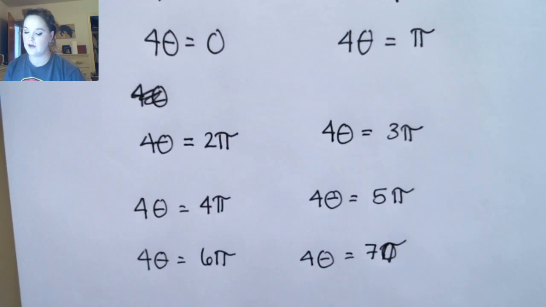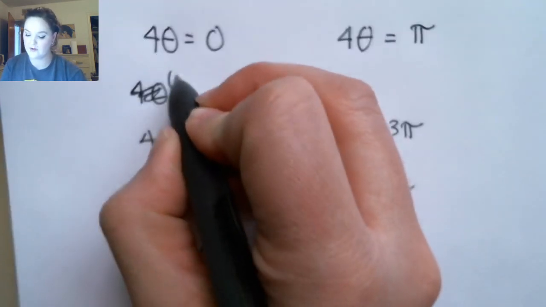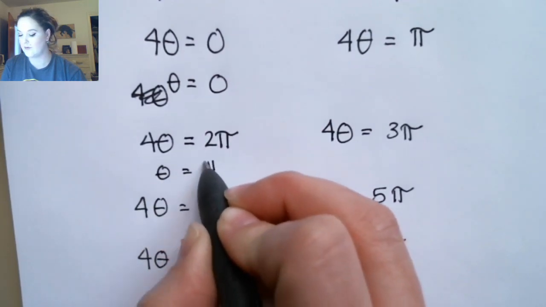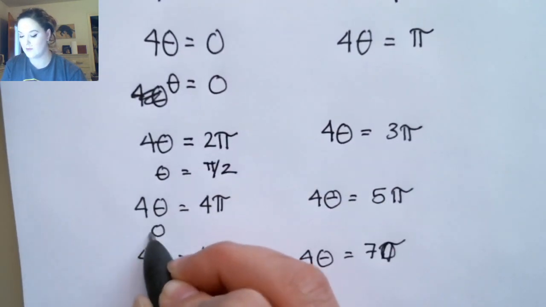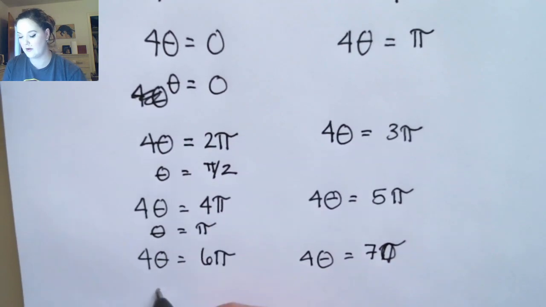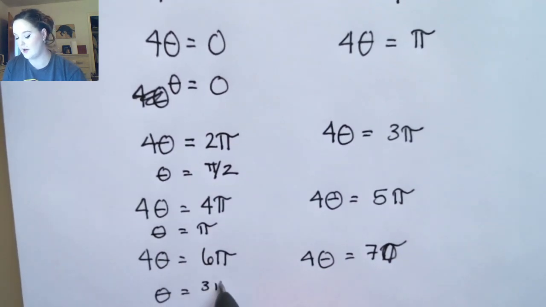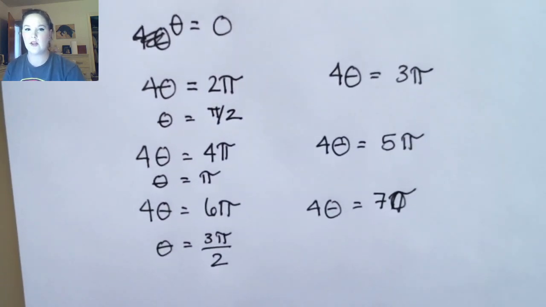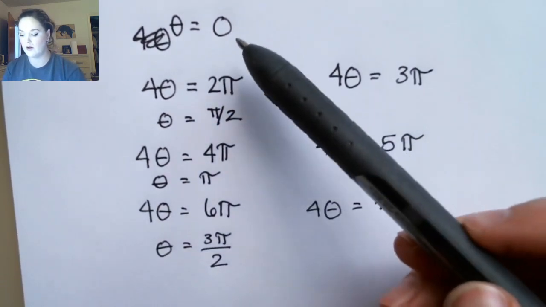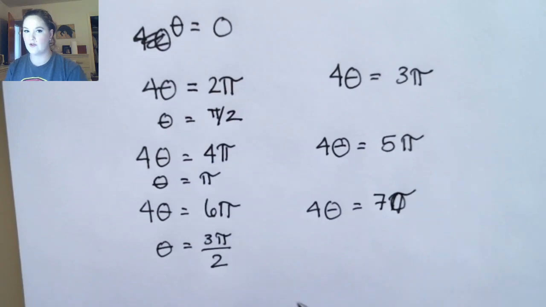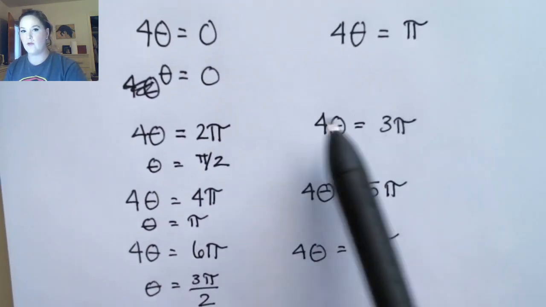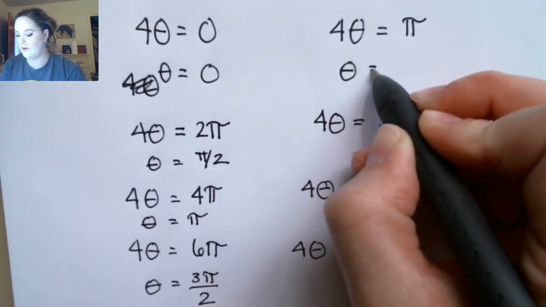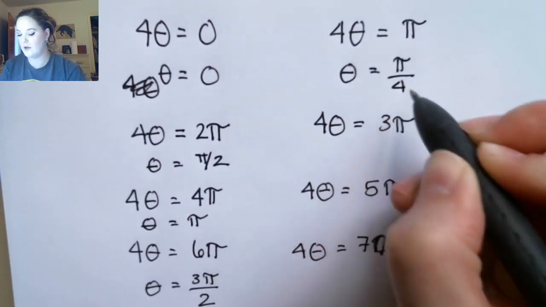Okay, and now we're going to divide them all by 4. So here you're still going to get 0. Here we're going to get pi over 2. Here we're going to have just pi, and here we'll have 3 pi over 2. Okay, so you can see these solutions really are 4 coterminal solutions for this traditional solution and 4 coterminal solutions for this traditional solution. So here I would have pi over 4.